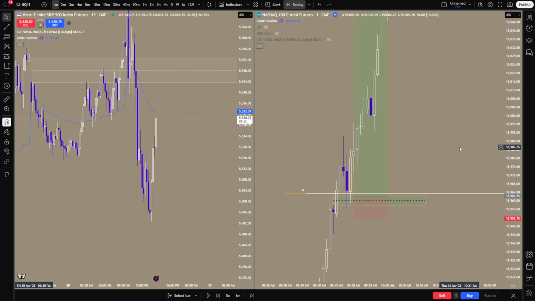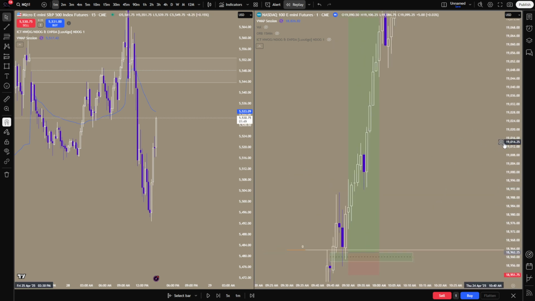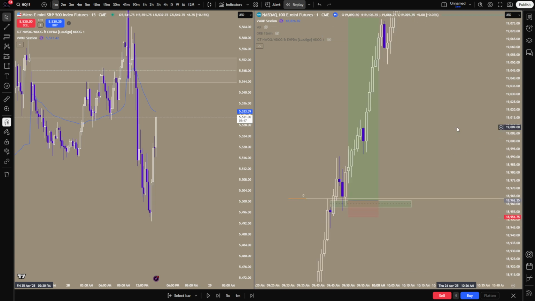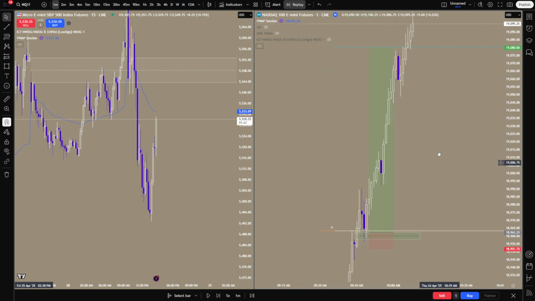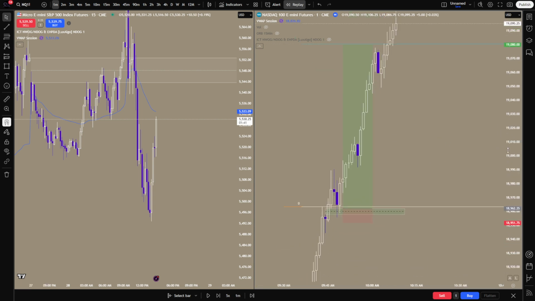Now, let's say maybe you missed out on this entry. What is the worst possible idea at this point? Is to start chasing price up here, right? Let's say you didn't get this entry and you're like, oh man, the ORB's breaking out. I need to be a part of this trade. So you just start chasing. The second you see bullish momentum, you jump in.